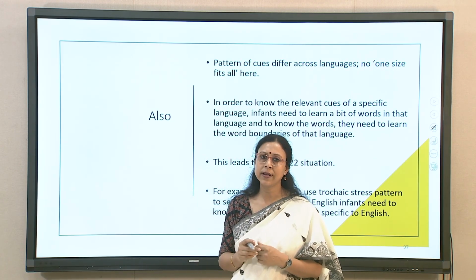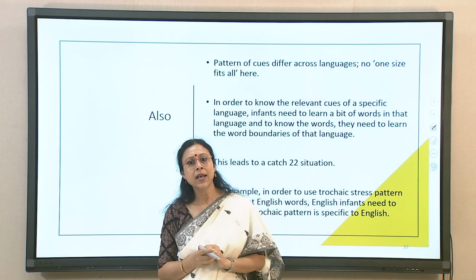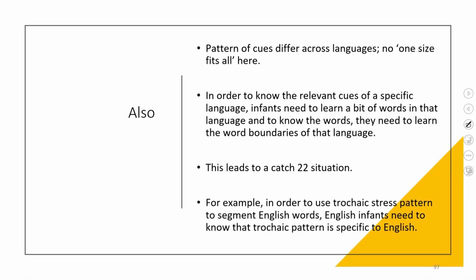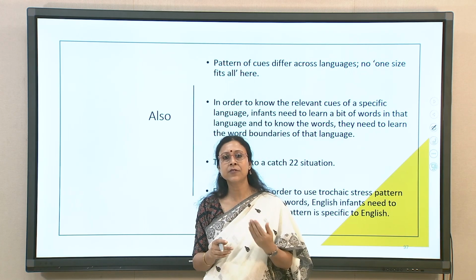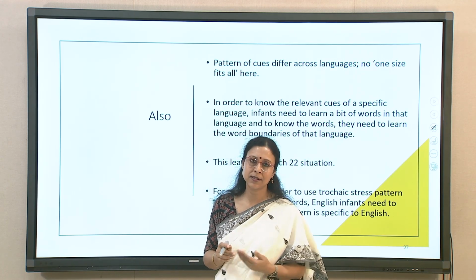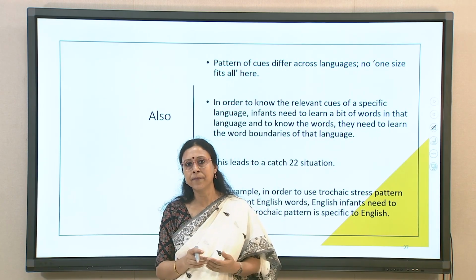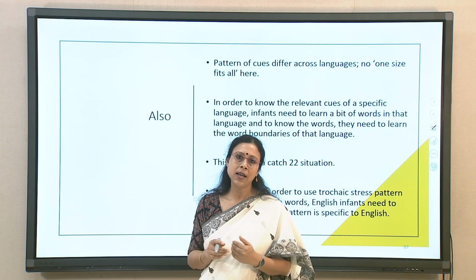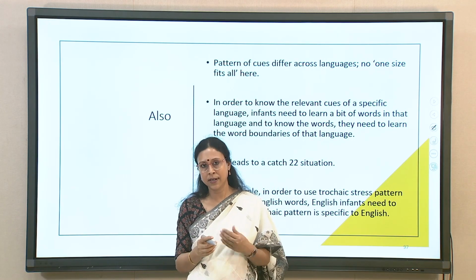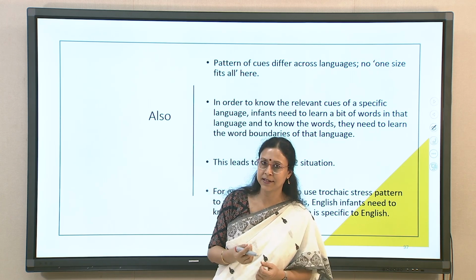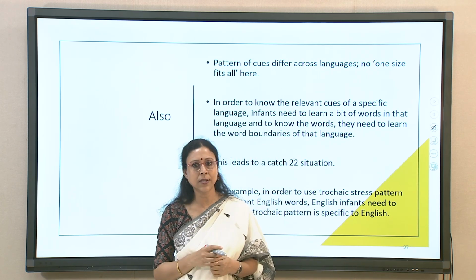Now, this brings us to a very curious problem. In order to know the relevant cues for a specific language, infants need to learn some amount of words. Only after you have some amount of data can this work. Just imagine how machine learning and artificial agents are trained: the more data you train them with, the better the outcome, the better the fit. The same applies to humans. In order for the child to understand where a cue is important and where it works, they need to know at least a few words and have some understanding of the words in the language.